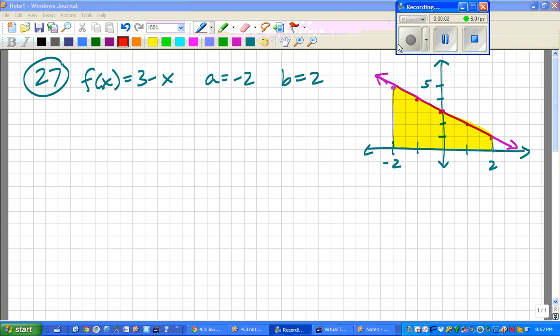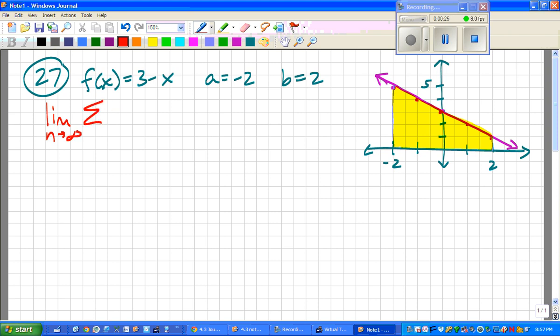All right, for problem number 27, we're trying to find the area under the curve 3 minus x, from negative 2 to 2. So remember, the formula we're going to use here is we're going to find the limit as n approaches infinity of the sum from k equals 1 to n of delta x times f of x sub k.